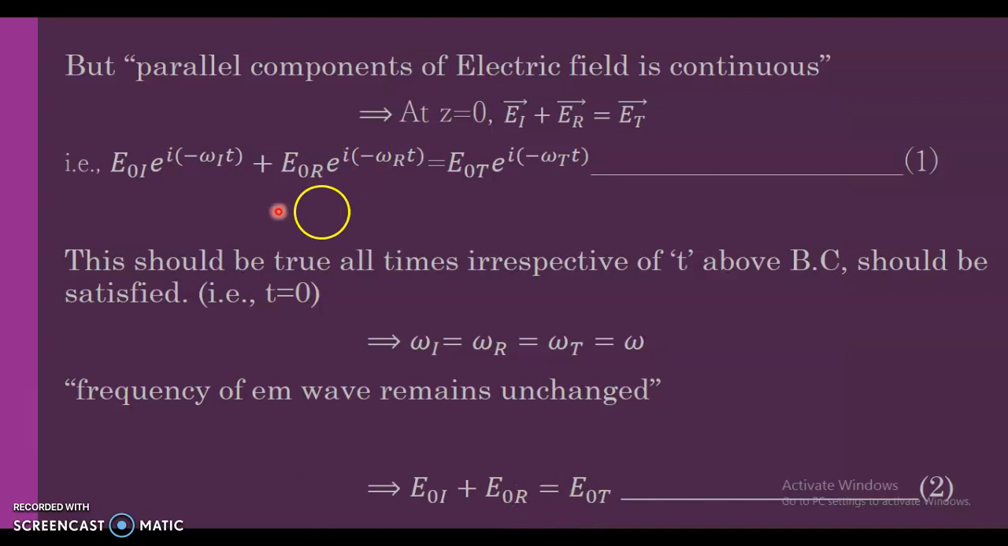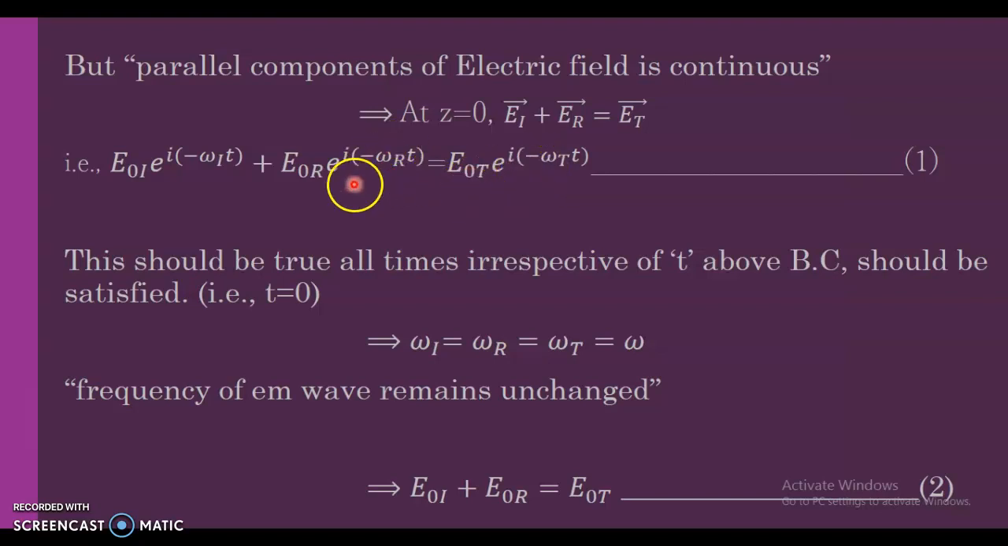Why? Let us look at this equation 1. Here you can see E0i into e^(-i omega i t). Similarly, here it is minus omega r into t, and here it is minus omega t into t. When omega i is equal to omega r is equal to omega t, we can replace it by omega, right? So this equation consisting of E0i e^(-i omega t) plus E0r e^(-i omega t) is equal to E0t e^(-i omega t).